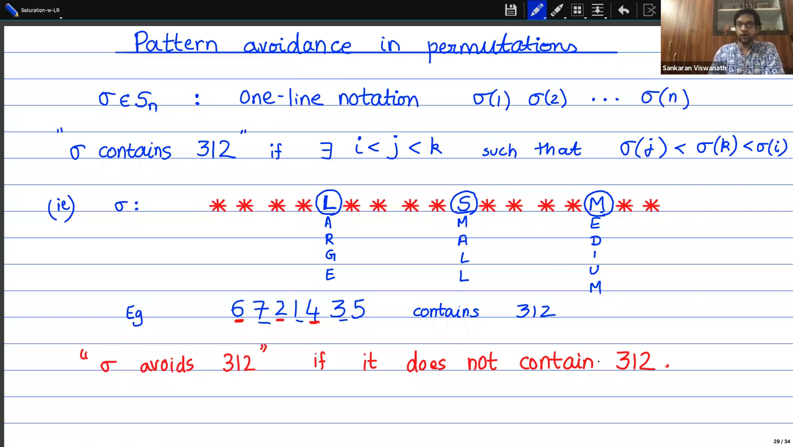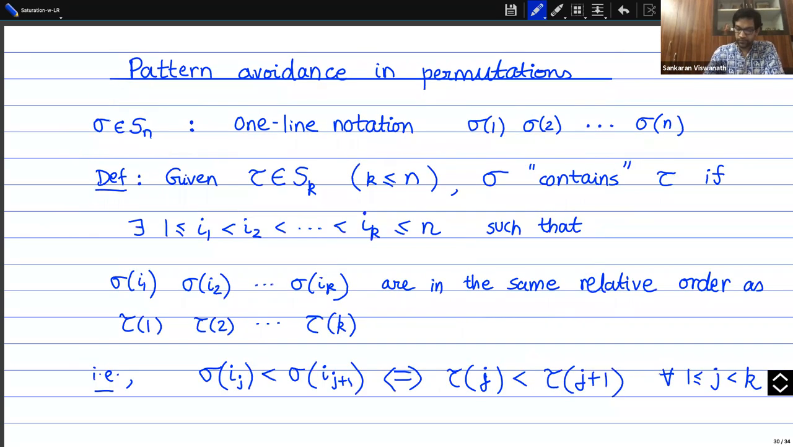Similarly, for 2, 3, 1, it's the same thing. The small, medium, large should have the same relative order as the other one. So this is the formal definition. You say that one permutation contains another of smaller size if you can find a subsequence. When you write sigma in one line notation, you can find a subsequence of entries, sigma i1, sigma i2, sigma ik, which are in the same relative order as tau 1, tau 2, tau k.